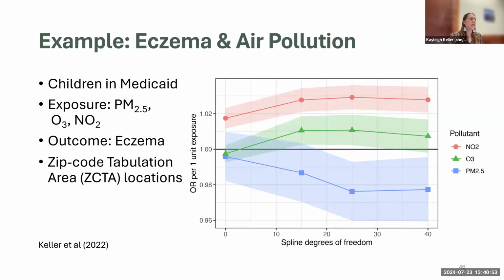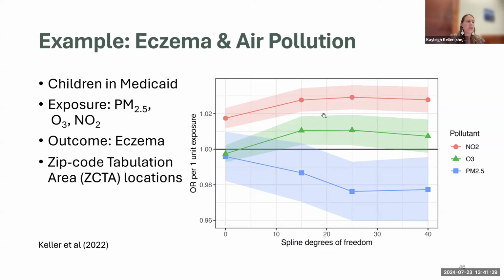Just to give another example, this is using data from eczema and air pollution, looking at no adjustment to increasing amounts of adjustment as you move left to right in this figure. So this was among children in the United States who are part of the Medicaid cohort, looking at exposures to particulate matter air pollution, nitrogen dioxide, and ozone air pollution, where we're interested in the relationship between air pollution exposure and incident eczema in the first year of life. So this is newborn infants. And here we had area level location information. So zip code tabulation area is kind of like a neighborhood census unit here in the United States. So we had data on that scale.